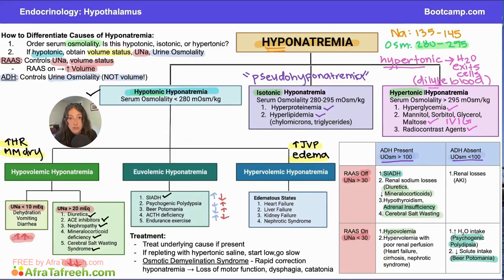This is like people that are running marathons, etc. And it kind of depends if this person's been running a marathon and only drinking water, which has no solutes in it, or if they've been running the marathon and doing their endurance exercise and repleting with really sugary, salty drinks. So I'm not giving you a hard and fast rule for endurance exercise, but for the rest of these, it's pretty reliable what the RAAS and ADH systems are doing.